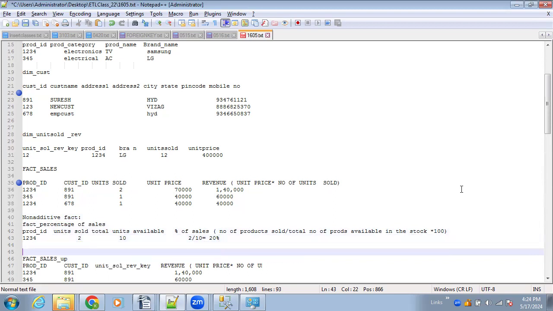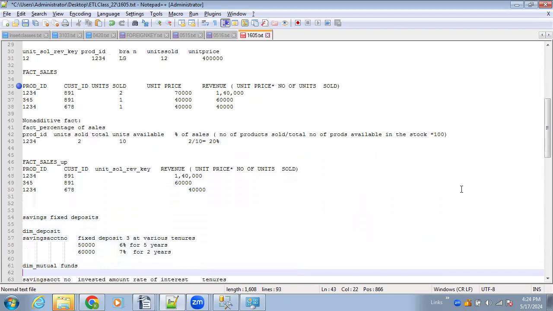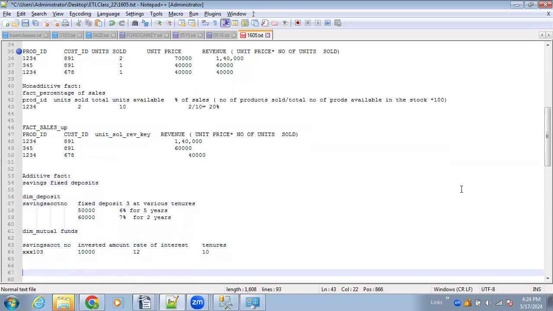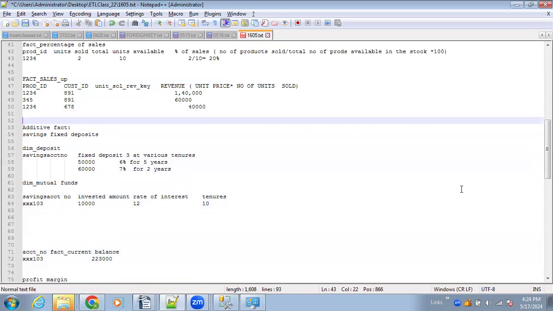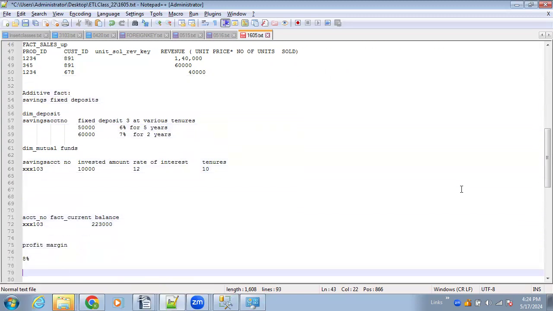We are not using any summations for dimension tables and all that stuff. An additive fact is something like this. Using all the dimension tables, we are summing up the values. When we are getting the fact table values by summing up all the dimensions that are involved, that is known as an additive fact. And what is a semi-additive fact?